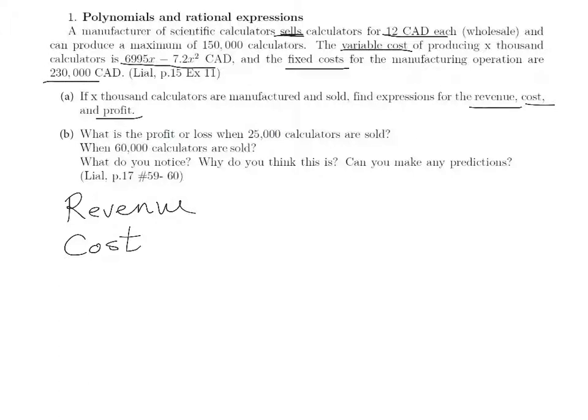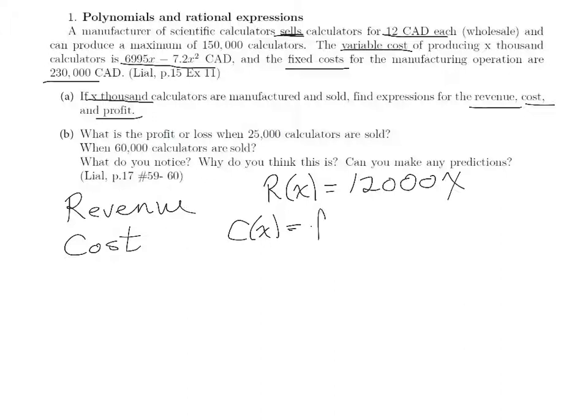Okay, so if we're going to make an expression for revenue, R of X is going to equal, now here we have something we'd have to be paying attention to, and that is this idea, X thousand. So that means that the cost terms are related per thousand calculators, so we also have to make sure that the revenue relates to that idea as well: 12,000X.